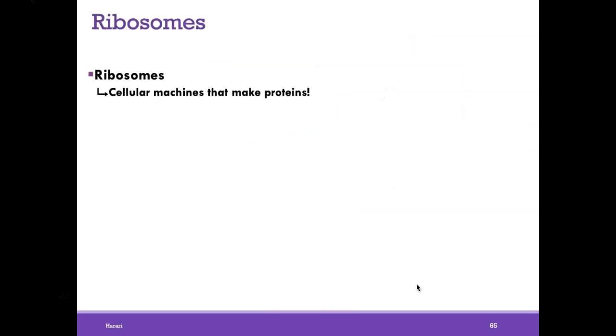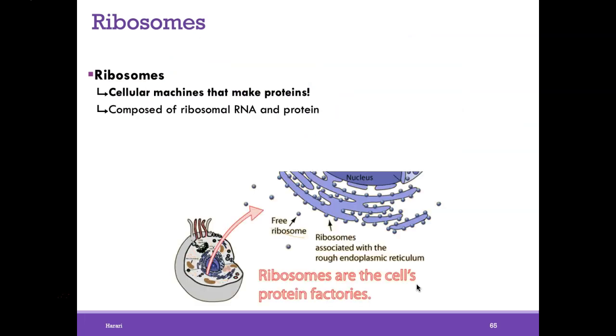Ribosomes are cellular machines that make proteins. And ribosomes themselves are made up of a nucleic acid, ribonucleic acid, RNA. It's called ribosomal RNA specifically. And ribosomes are also made up of protein. So ribosomes are mostly rRNA, ribosomal RNA, and proteins. And ribosomes themselves make proteins.